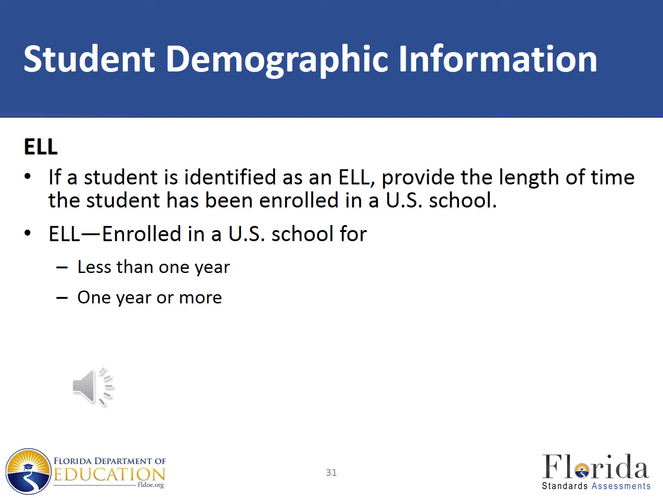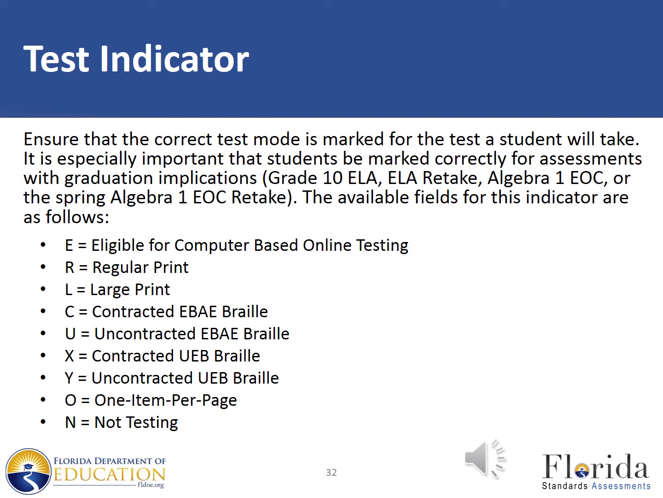Please make sure that your demographic information for your ELL students is updated and accurate. You will need to know less than 1 year status and 1 year or more status, and those dates need to be inputted into the mainframe. Shown here are the test indicator codes. The majority of your students are going to be E's for eligible for computer-based testing. The other codes are the codes that signify a different mode of test for a student.